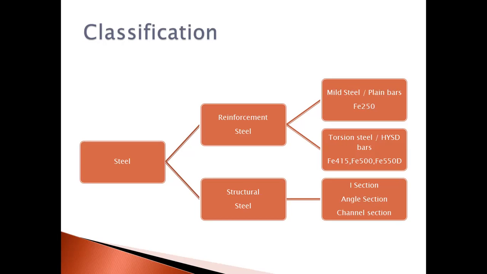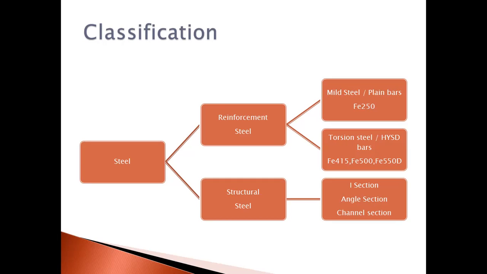If we have two samples, one of Fe 250 and another of Fe 550D, by just touching the sample we can tell which one is Fe 250 and which one is 550D. If it is a plain cylindrical rod, it will be Fe 250. If it has some additional portions, like small checked mesh patterns or small lines on the rod, that will be Fe 550D, or any kind of HYSD bar. So this is all about reinforcement steel.